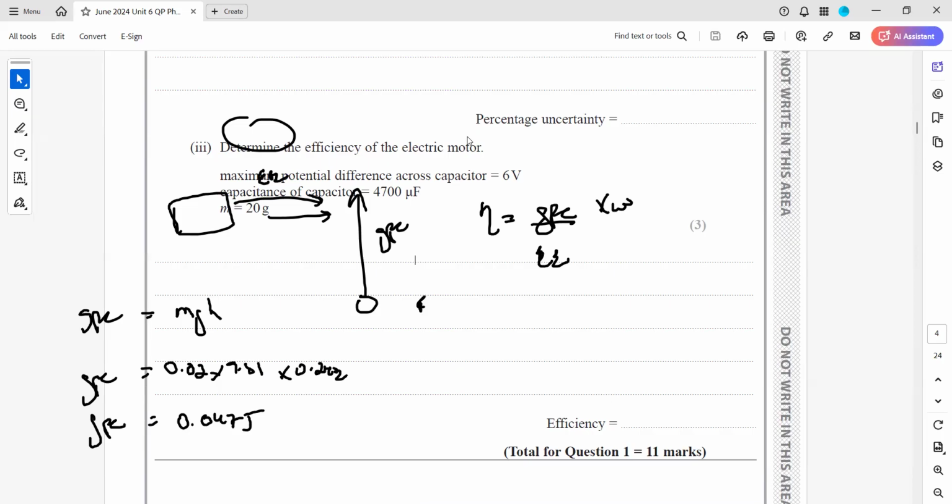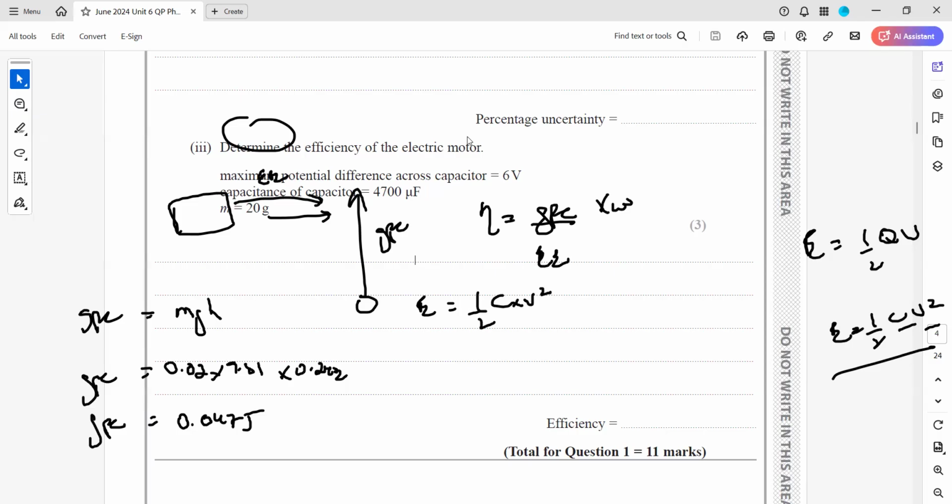What about electrical energy? Whenever a capacitor is there and you have the capacitance and the voltage, the energy stored by the capacitor is half Q into V, the charge into voltage, or Q equals CV. So it is half C V square. And why will we use this formula? Because we know the capacitance and voltage. So it will be half C into V square.